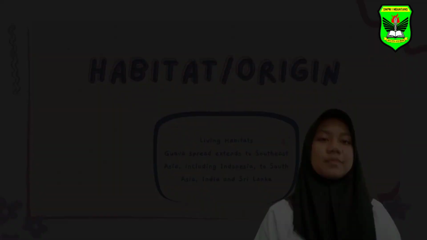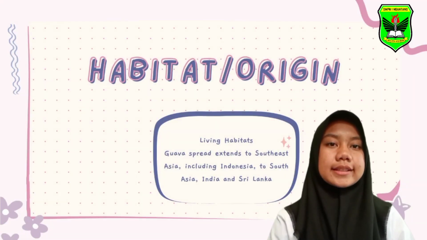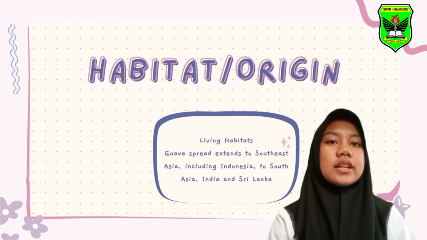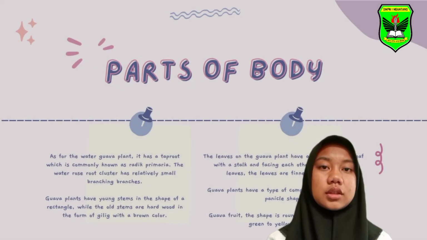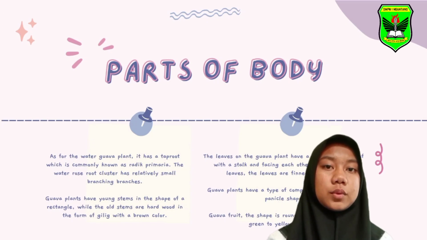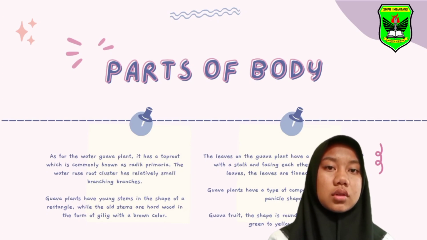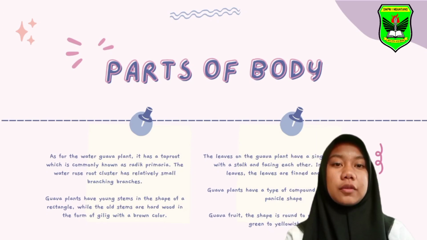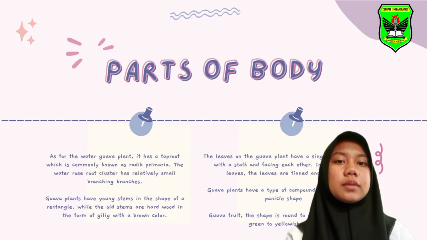Today I will describe the living habitat of the guava. It spreads across Southeast Asia, including Indonesia, and South Asia, including India and Sri Lanka. Parts of the body: the guava plant has a taproot, commonly known as radix primaria. The root cluster has relatively small branches. Guava plants have young stems in the shape of a rectangle, while the old stems are hardwood, in the form of a click, with a brown color.